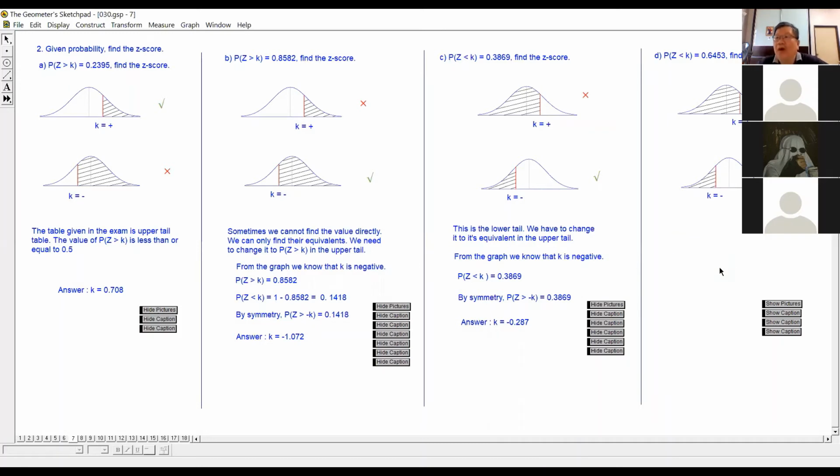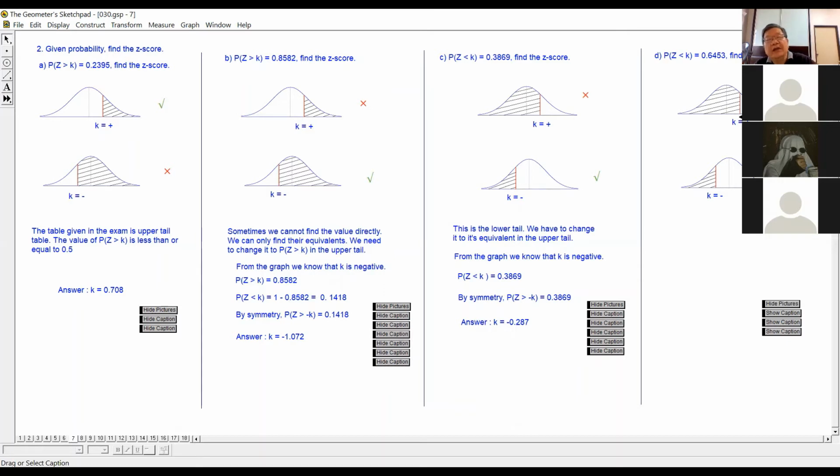The top one is correct, right? Why is it that the top one is correct? The top one is correct because it is more than 0.5. The probability given here is more than 0.5, and this one shows me more than 0.5. This one shows me less than 0.5. So I pick the top one. If the top one is correct, what is the value of k? Positive or negative? Top one is correct, that means our k is positive.